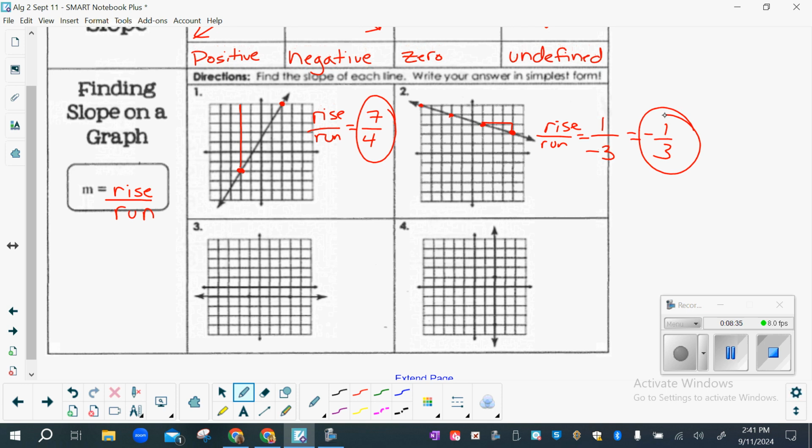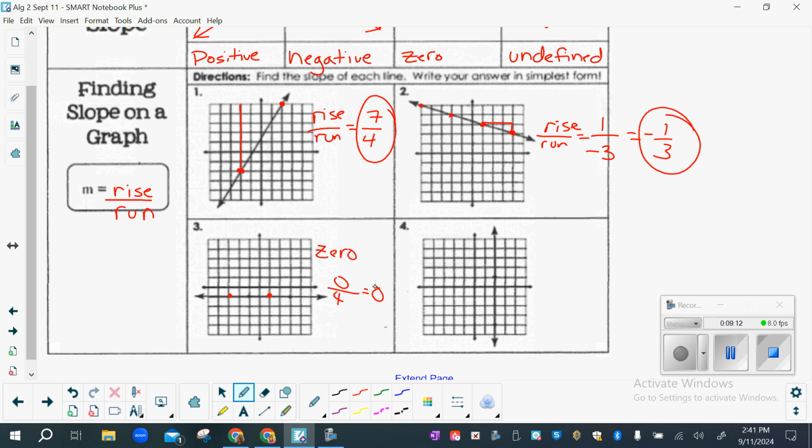So number 3. What kind of slope is that? 0. Flat, so it's going to be 0. This is a 0 slope. Do you want me to show you using the rise over run? No, it's fine. Would we go up at all to get from this point to this point? It'd be 0. So that's the rise. And then the run would be 1, 2, 3, 4. 0 over 4 is 0.